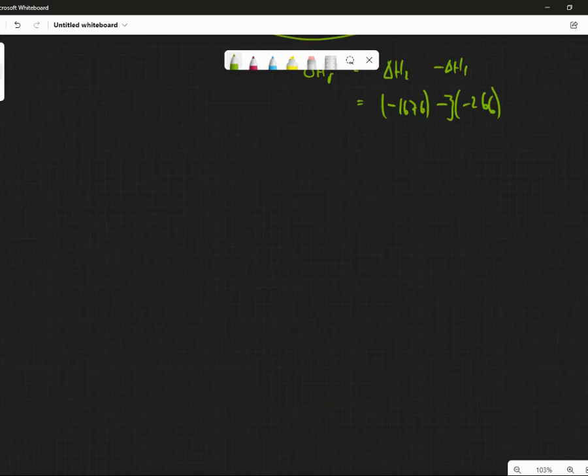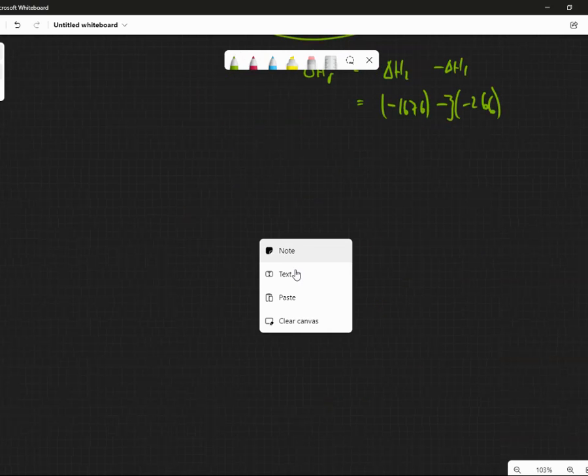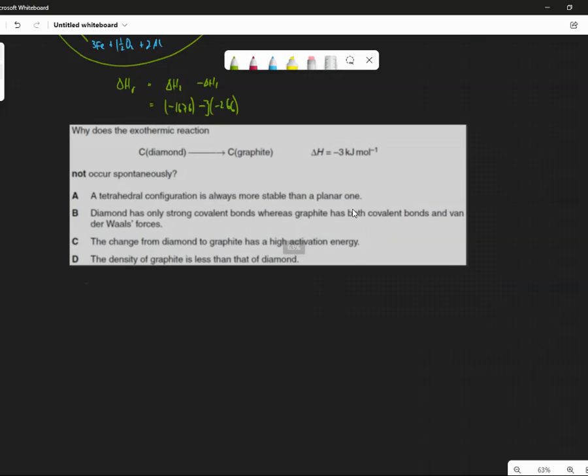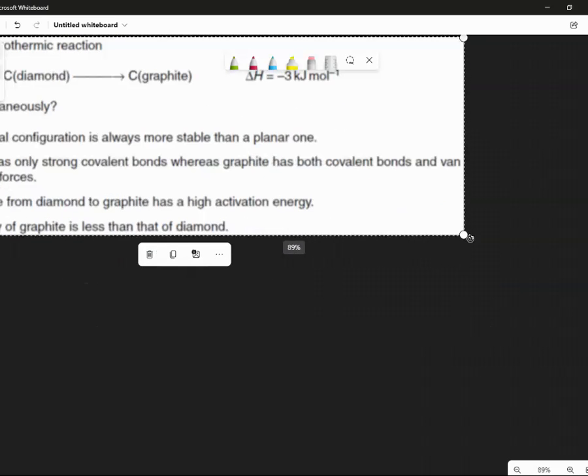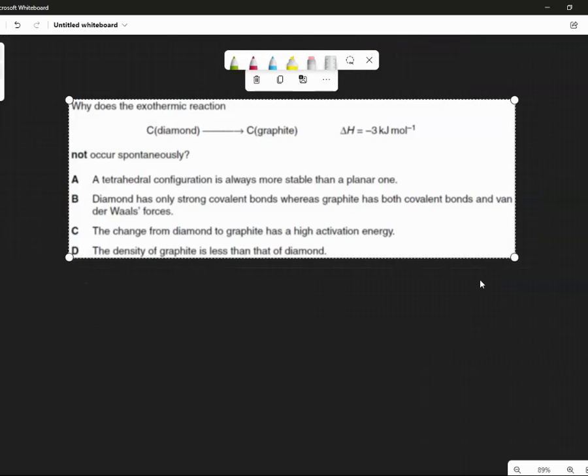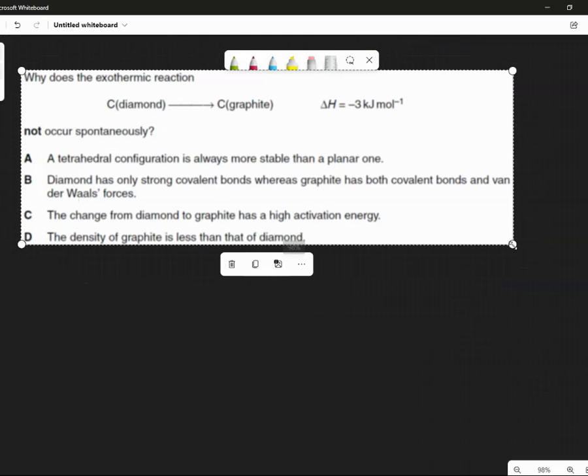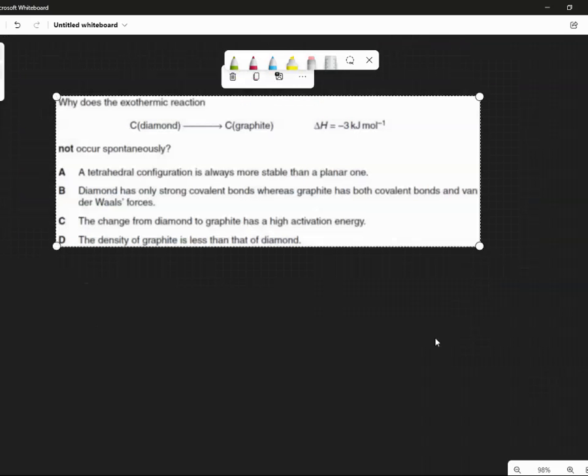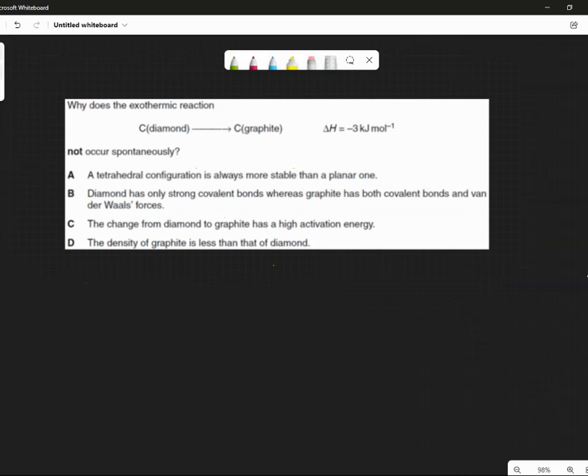The next one, gosh, time flies. It's already 10:02. Right, we'll only manage to do a few more, I'm afraid. This one looks nice. We've seen a similar one already: diamond and graphite again. Let's make this bigger. Okay, there you go. Diamond to graphite. Well, we knew graphite to diamond is +3, so diamond to graphite must be -3. Piece of cake.